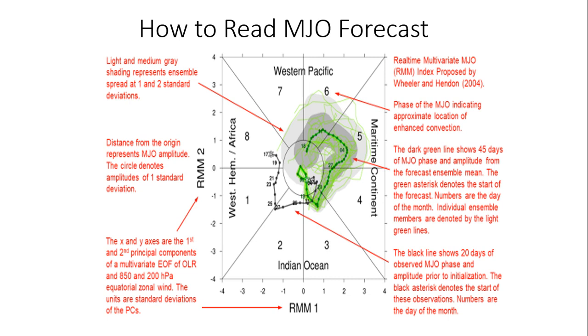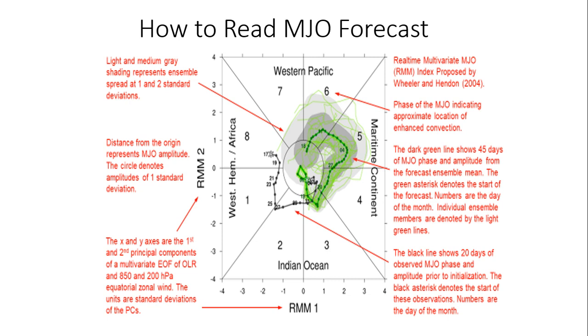Okay, so there's a wide range. When we talk about ensemble models, we're talking about a wide range of possibilities. The black line, when you see it on the MJO phase diagram, shows 20 days of observed MJO values and the amplitude prior to the initialization. The black asterisk denotes the start of these observations, and the numbers, again, are the day of the month. So I just wanted to reacquaint you with the MJO phase diagram.